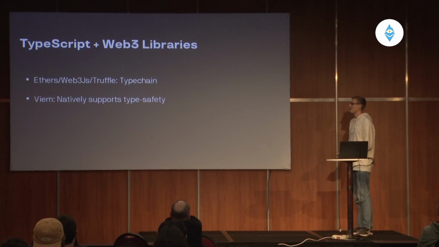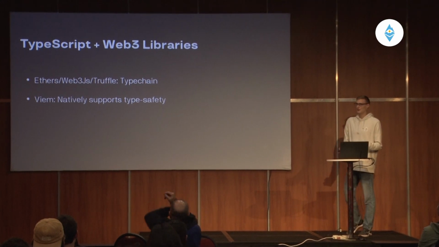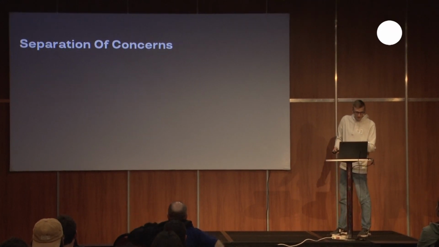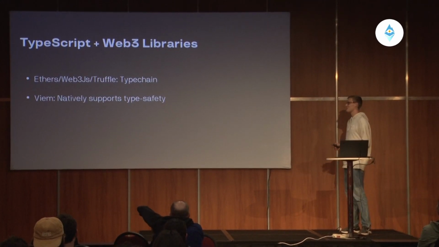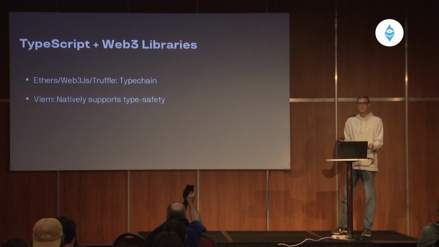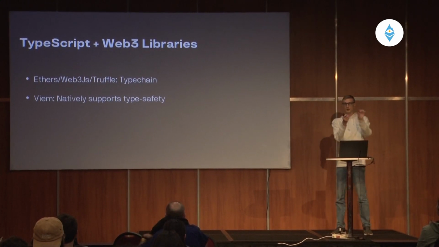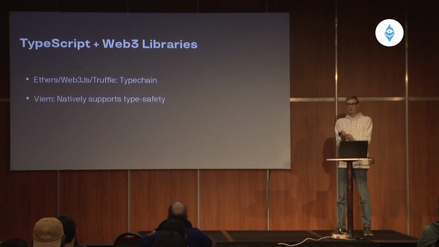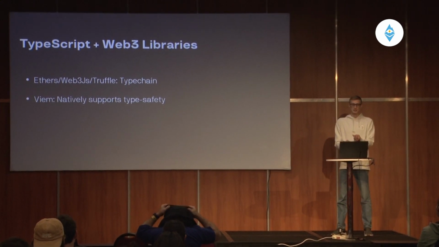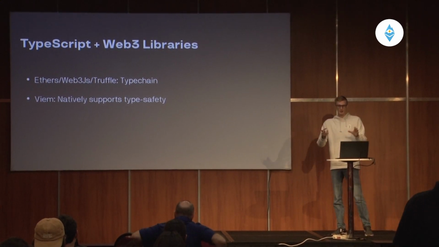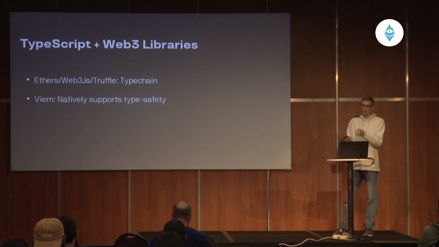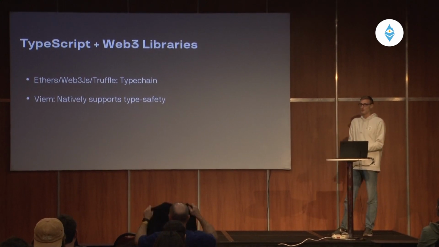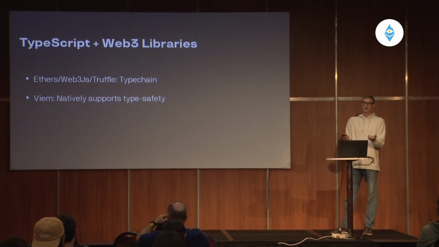But TypeChain is a library. It's produced by Dethcrypto. I don't have the link here, but it's inside of the resources. Basically, it's a library which you're able to add as a plugin to your Hardhat or your Foundry project, and it generates these TypeScript files. And whenever you plug these files into your application, you actually get a type-safe SDK.